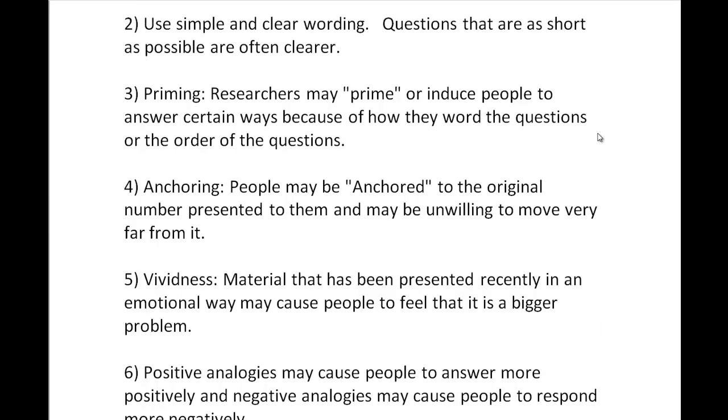Number 2, use simple and clear words. A lot of times it's very hard to determine what a person's asking. A lot of times there might be grammatical mistakes that people get focused on. A lot of times the questions might be too long. So it's nice to have nice, short, clear, simple wording that's easy to understand.